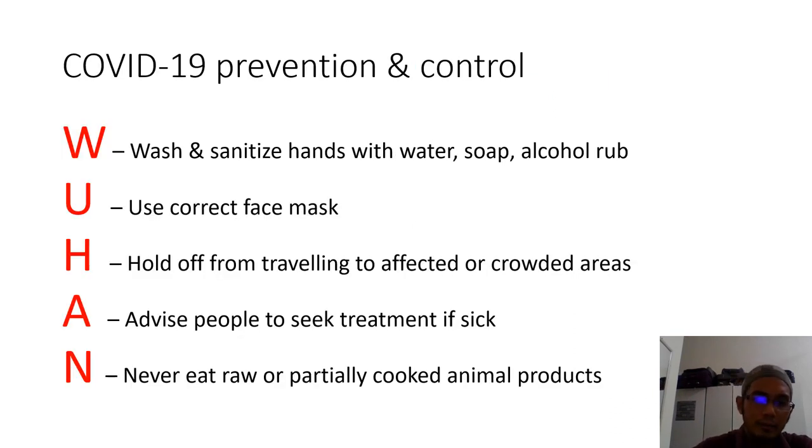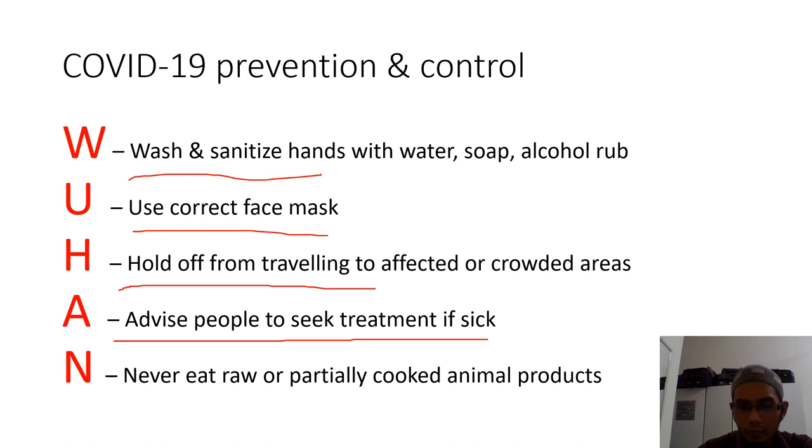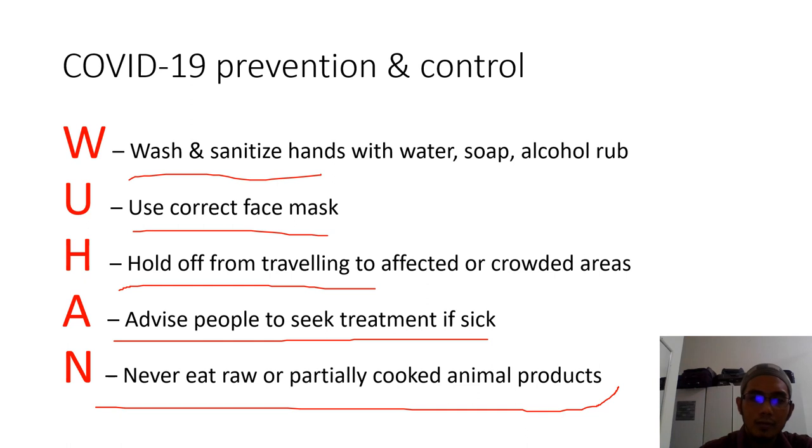Okay, so the COVID-19 principle, I like to use this one, Wuhan, the origin of the infection. W is for wash hands, U, use correct face mask, H, don't go to affected or crowded areas, A, we advise ourselves to seek treatment if we are sick, and N, we never eat raw or partially cooked animal products, because there have been reports that COVID-19 is found in mice, COVID-19 is found in food. Even though we cannot confirm this 100%, we need to be very clear on this: for prevention and control, doing more is better than doing less, okay?